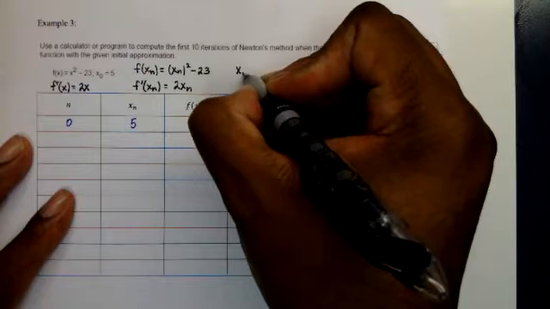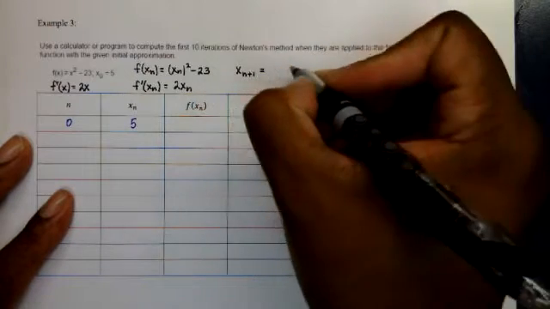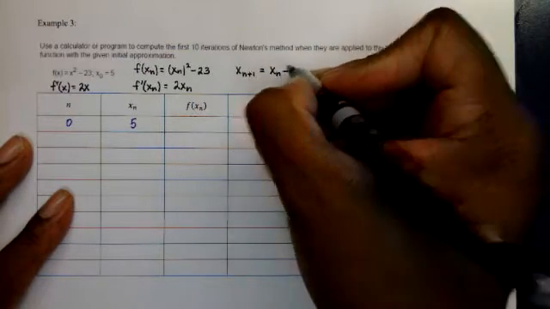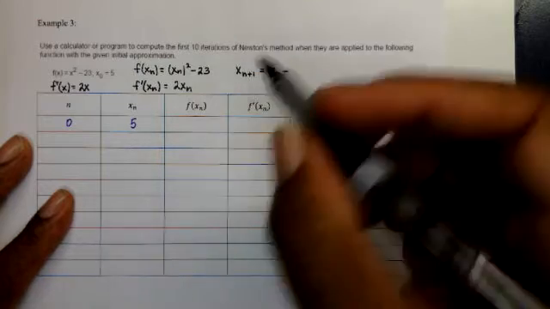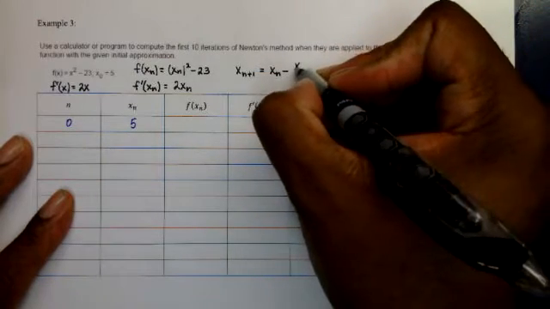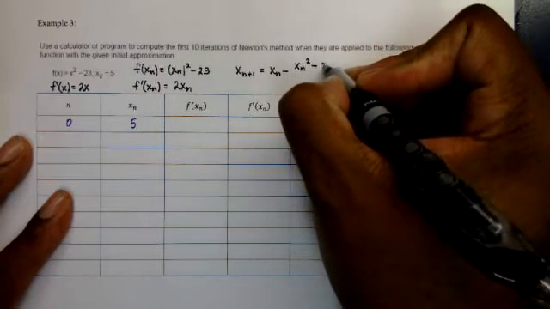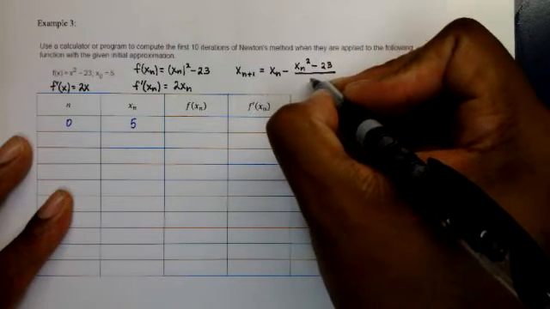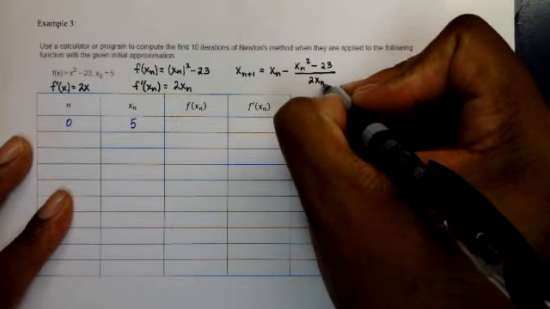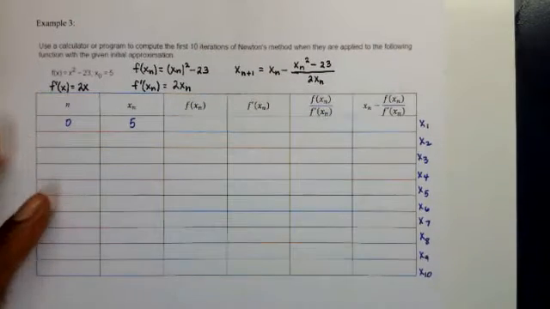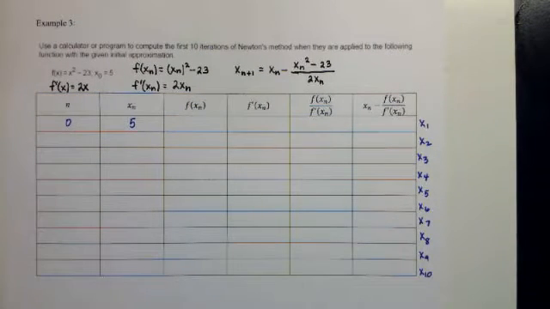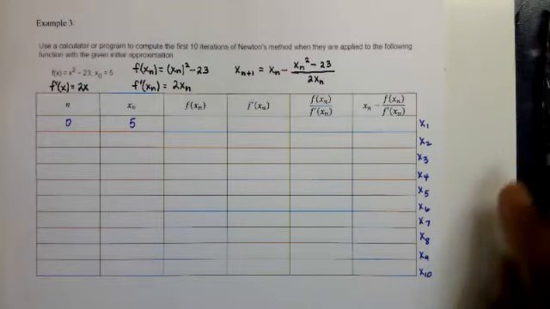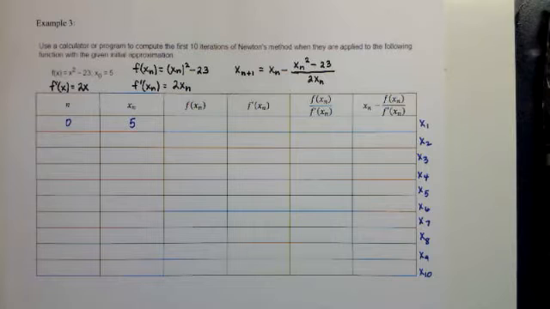So that means x sub n plus 1 will be equal to x sub n minus f of x sub n, that is x sub n squared minus 23, divided by f prime of x sub n, that's 2 x sub n. All right, now let me show you how this is going to be done in the calculator. And in this case here, I'm going to pretty much give you the keystrokes.